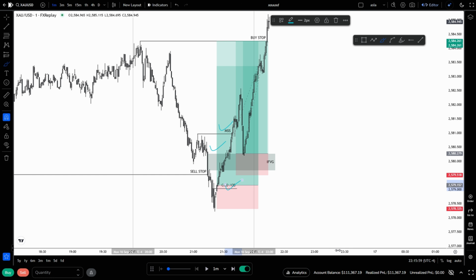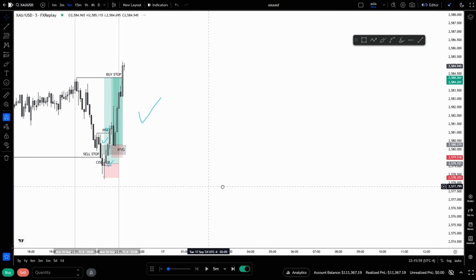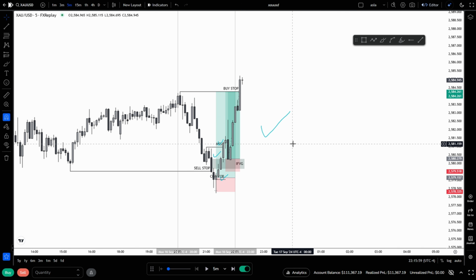So this is a complete example of how the Asian session model plays out from start to finish, from marking the time window, identifying liquidity, waiting for the sweep, dropping to a lower time frame, getting confirmation, and executing the trade. Now let's move on to another example and reinforce this even further.